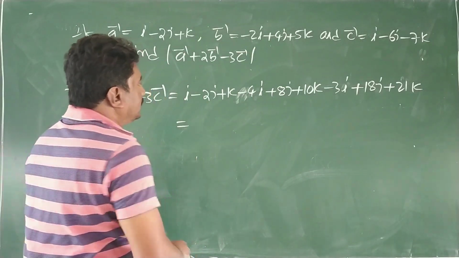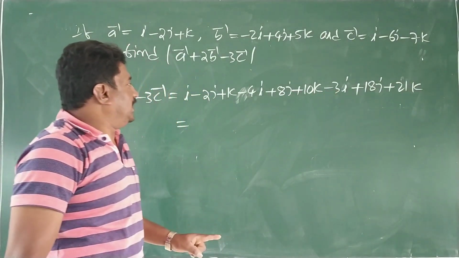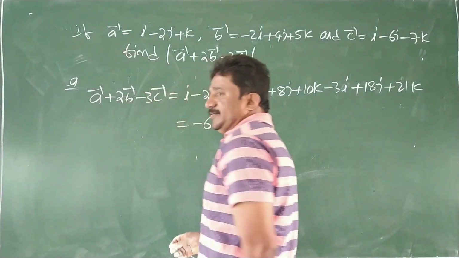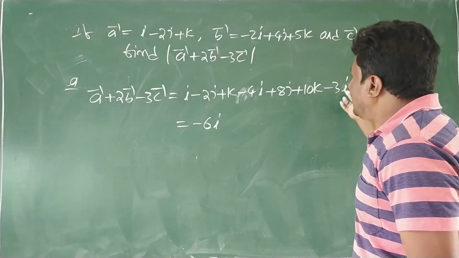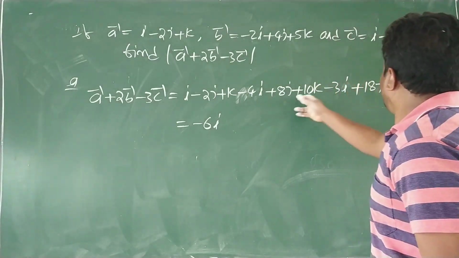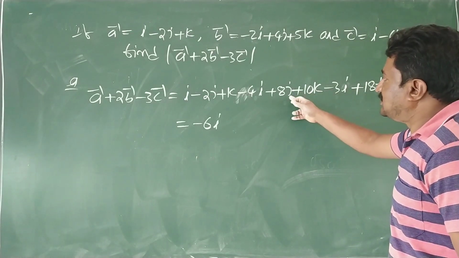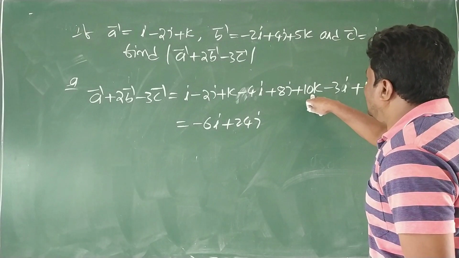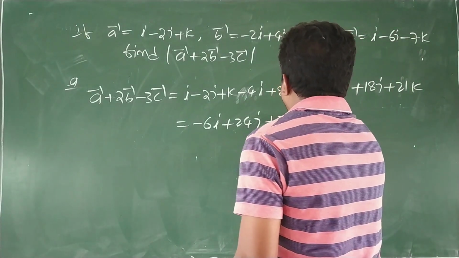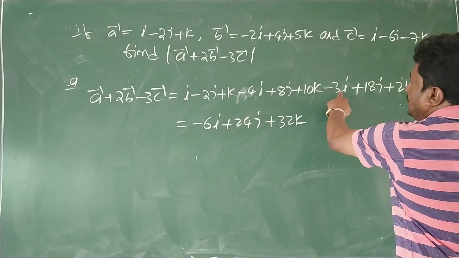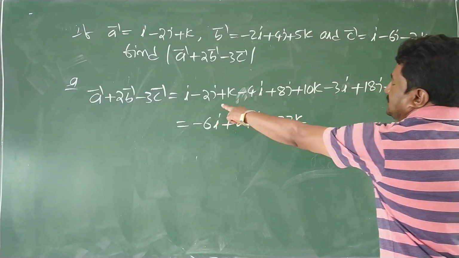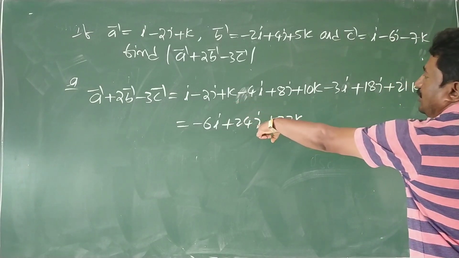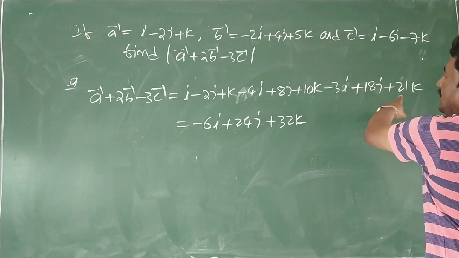Simplify this. The i components: 1 minus 4 minus 3 is minus 6, so minus 6i. The j components: minus 2 plus 8 plus 18 is 24, so 24j. The k components: 1 plus 10 plus 21 is 32, so 32k.